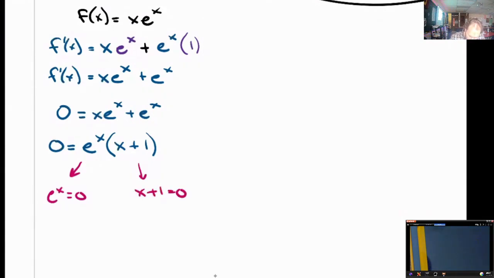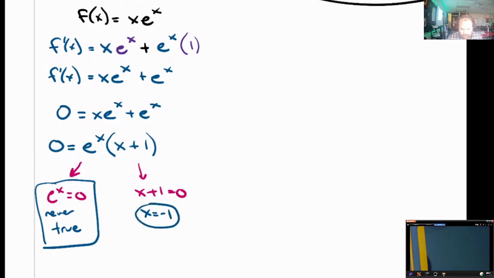Let's see. This one on the left is never true. You can never raise e to a power and get 0. And this one over here only happens at x equals negative 1. So there are no places where this is undefined, and the only place where the derivative is 0 is at negative 1.